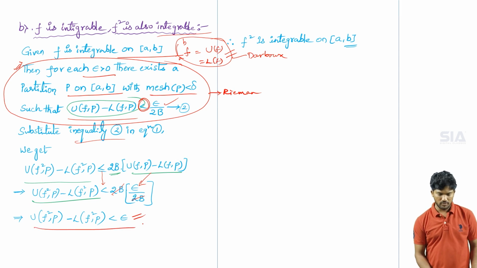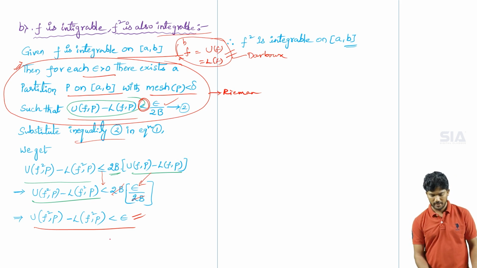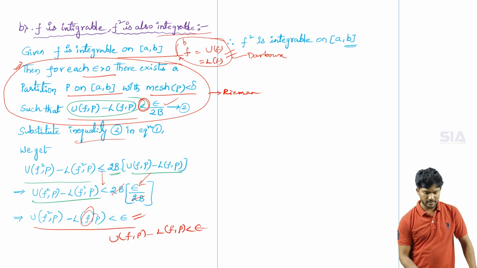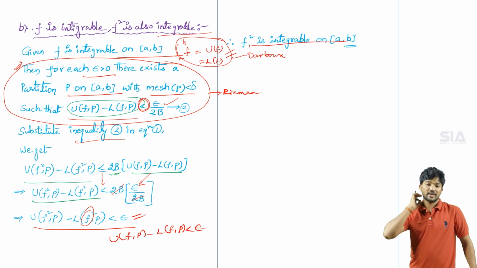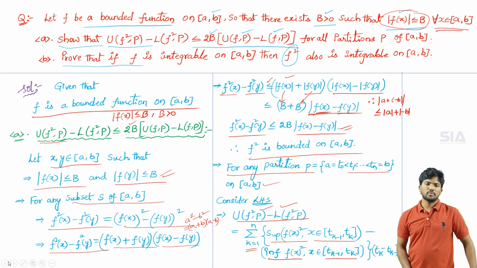So it is also purely Cauchy criterion. U of f square comma p minus L of f square comma p is in the format of U of f comma p minus L of f comma p less than epsilon. Here the function is f square. So we can say that f square is integrable on the closed interval a comma b. In this format we can prove any problem and any properties of Riemann integrability.